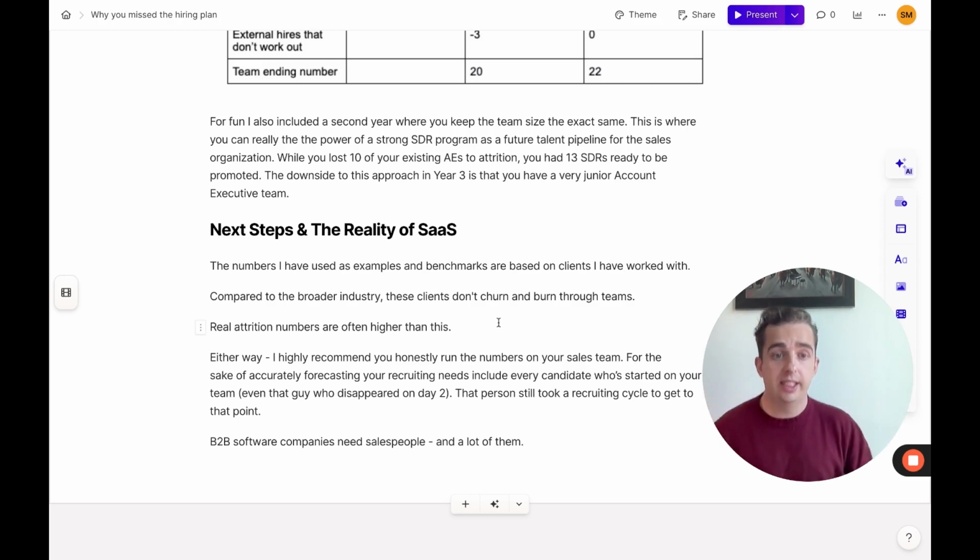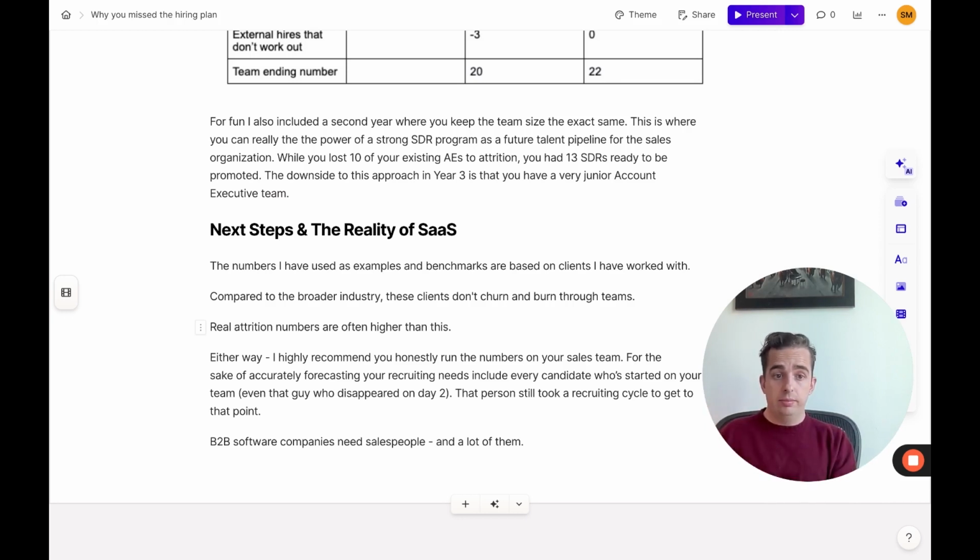So the reason I say this is it's important that you run the numbers on your sales team. For the sake of accurately forecasting your recruiting needs, you need to think about every single candidate who has started on your team, right? That guy who disappeared on day 2 still took a recruiting cycle to get to that point.